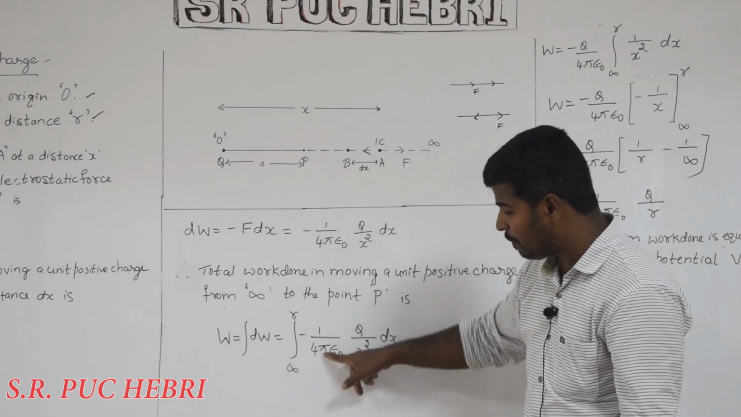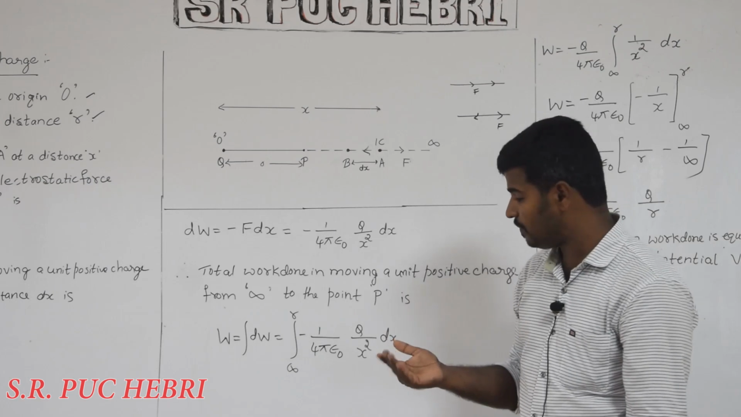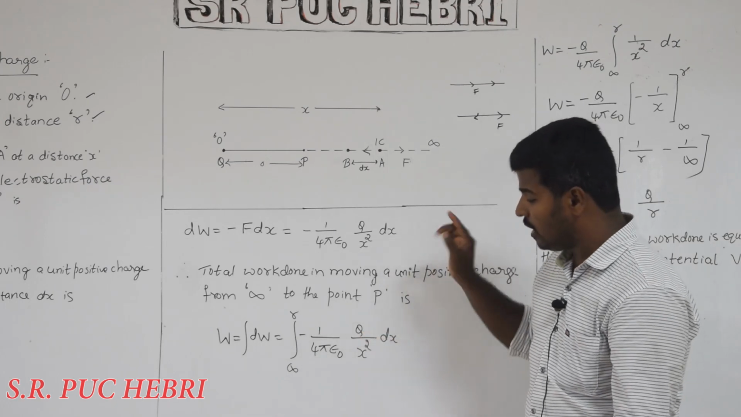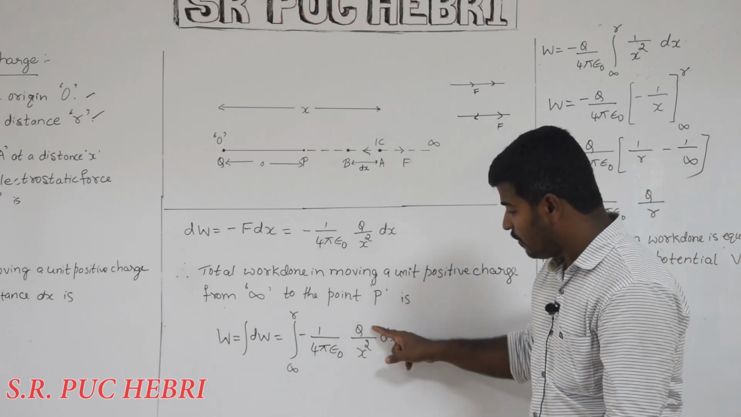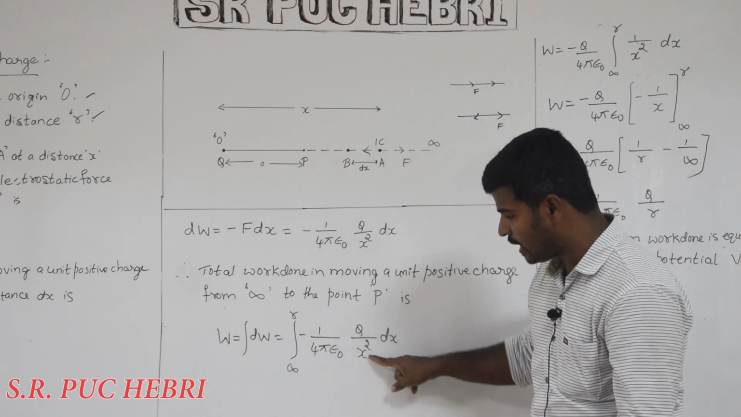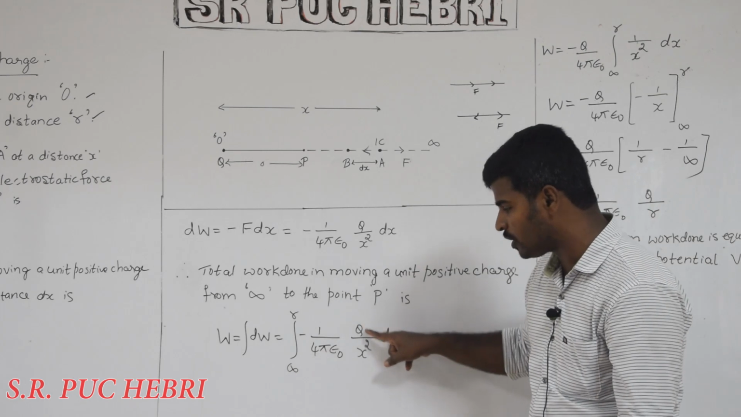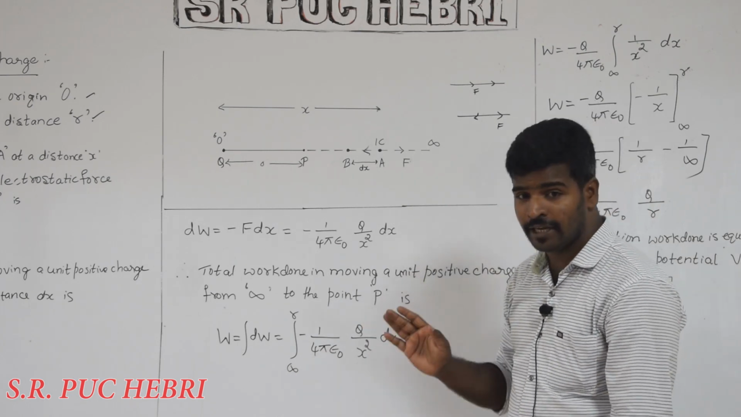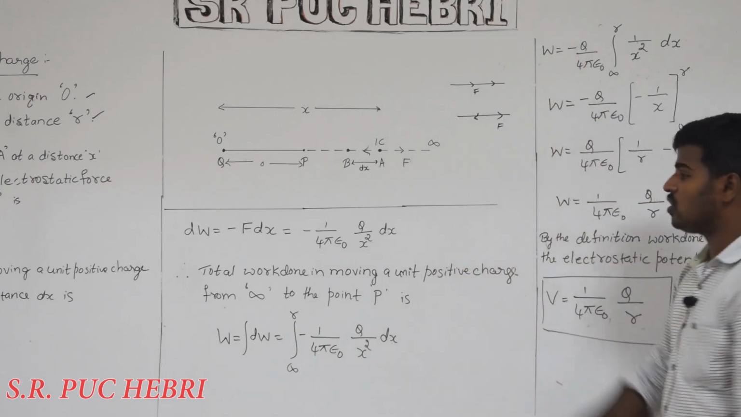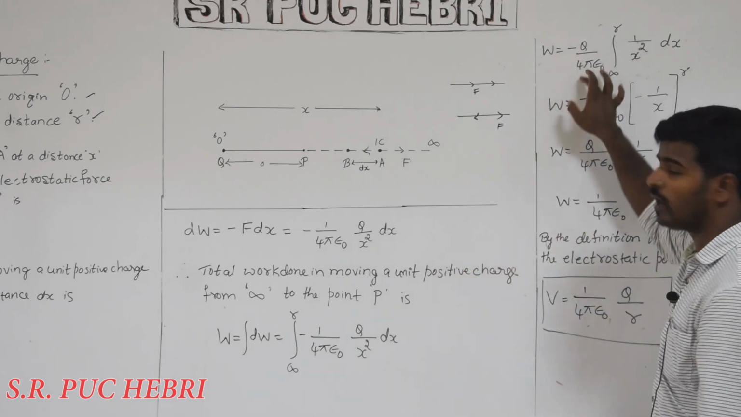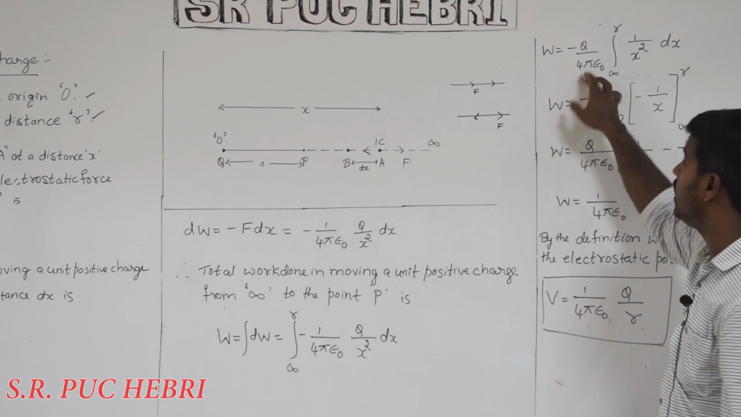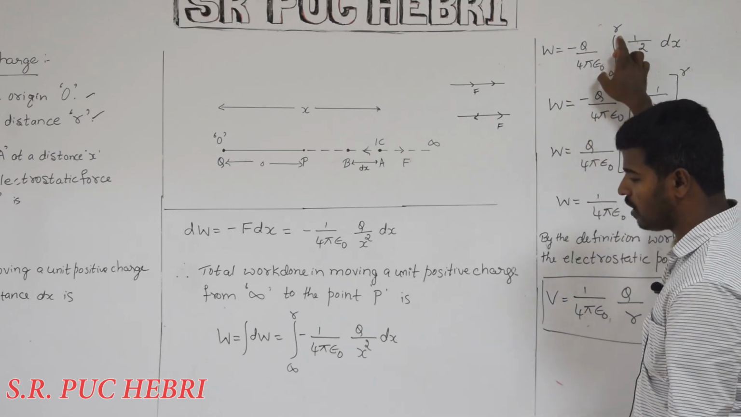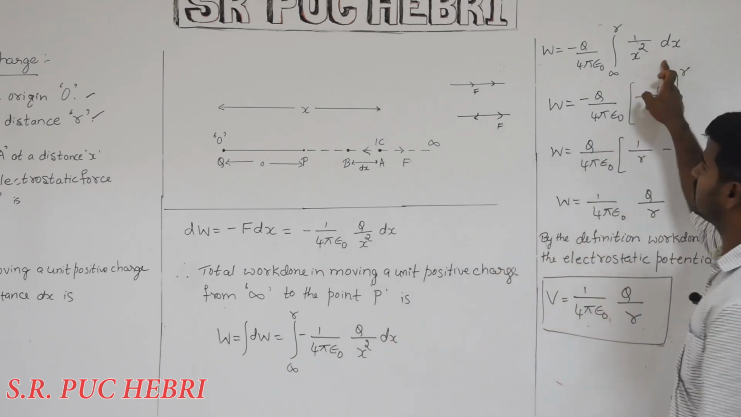In that, 1 by 4 pi epsilon naught is a constant. Q is also a constant since it is a source charge or a point charge. Therefore the variable is 1 by x square. Constants are not integrated, so the constant minus q divided by 4 pi epsilon naught is taken outside. Therefore the integration limit is from infinity to r of 1 by x square dx.